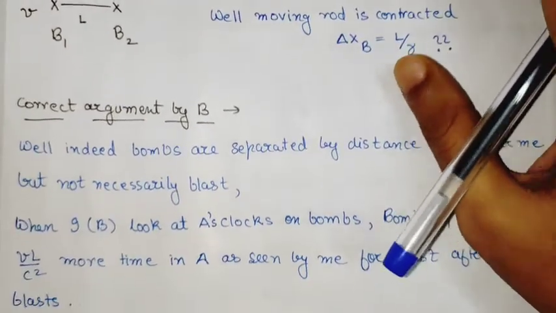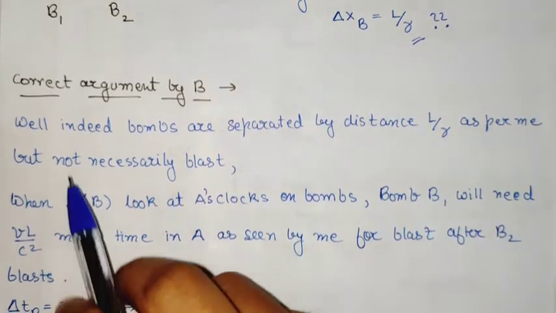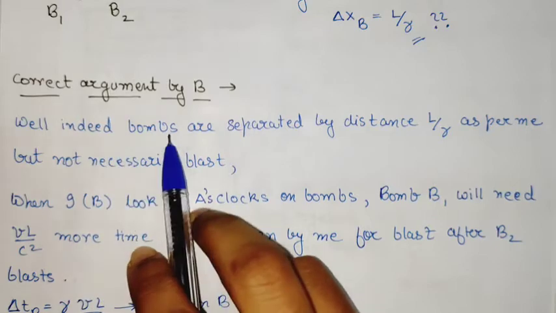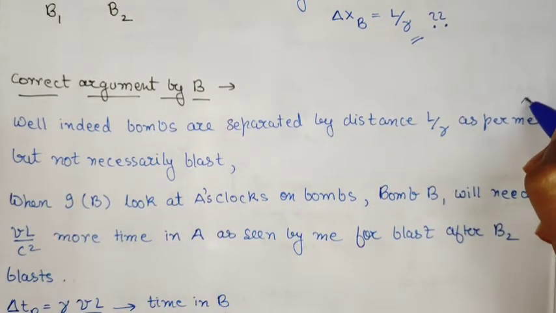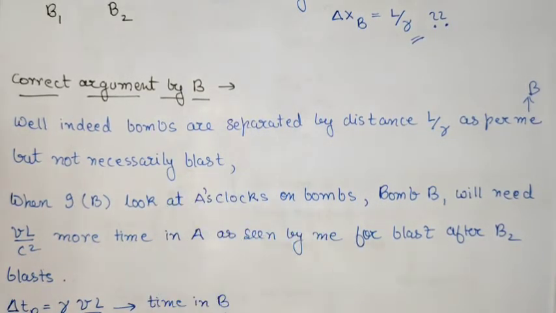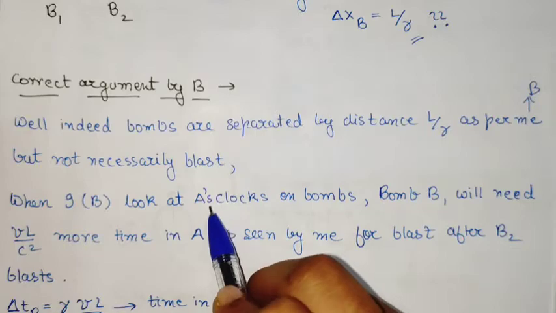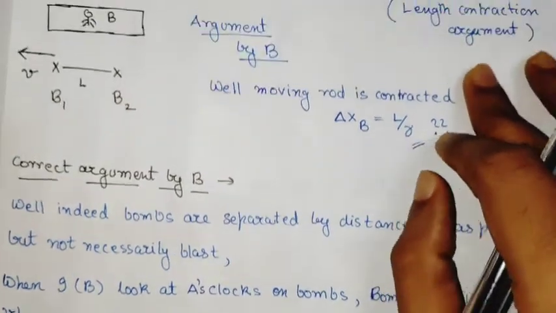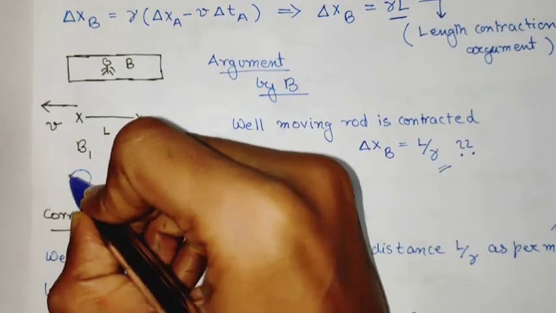So what is the correct argument made by Bob? We will see that. Well, now Bob corrects himself. He says that, well, indeed, the bombs are separated by a distance L by gamma as per me, that means in my frame, but they have not yet blasted. That's my point. When Bob looks at A's clock, the essential point is there are two clocks that the bombs are associated with.